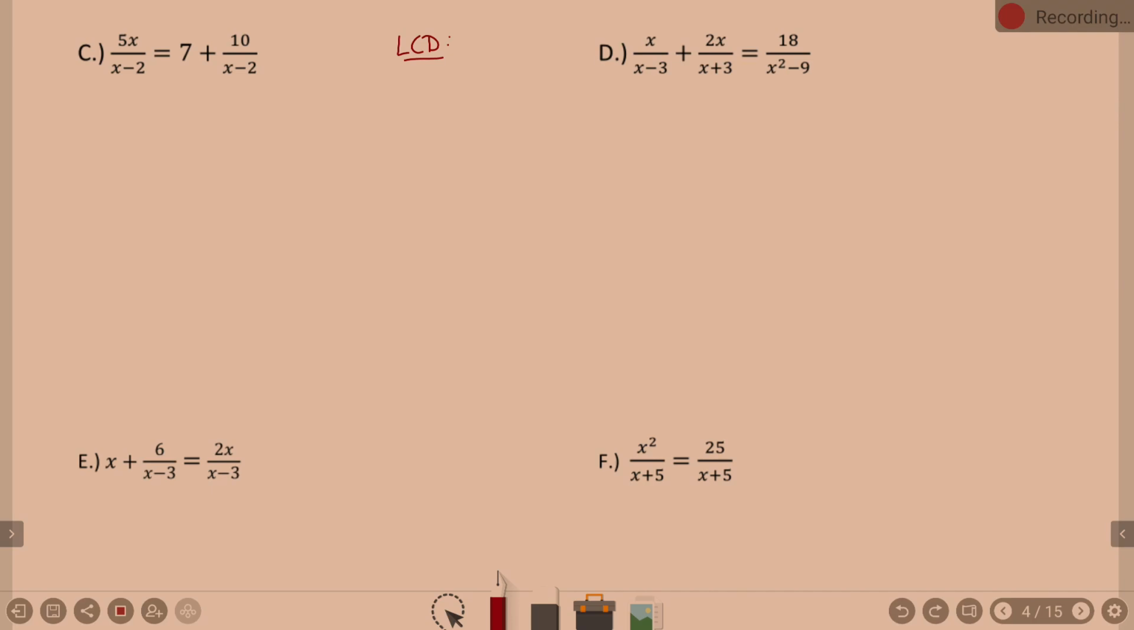So, least common denominator. The only denominator is x minus 2. So what are we going to do to both sides? We're going to multiply both sides by x minus 2.